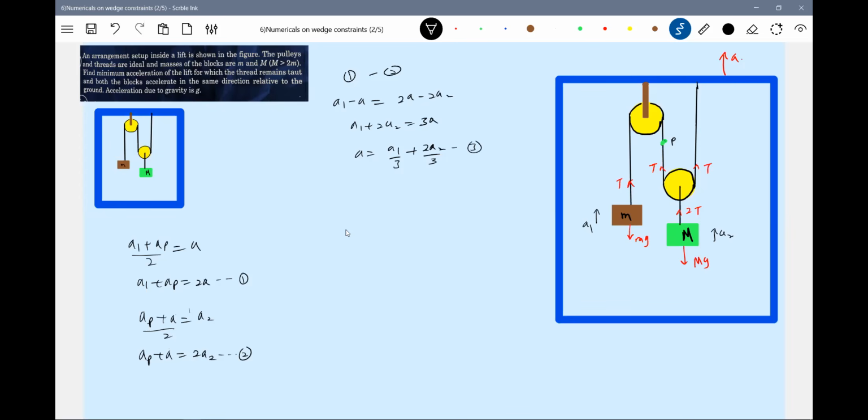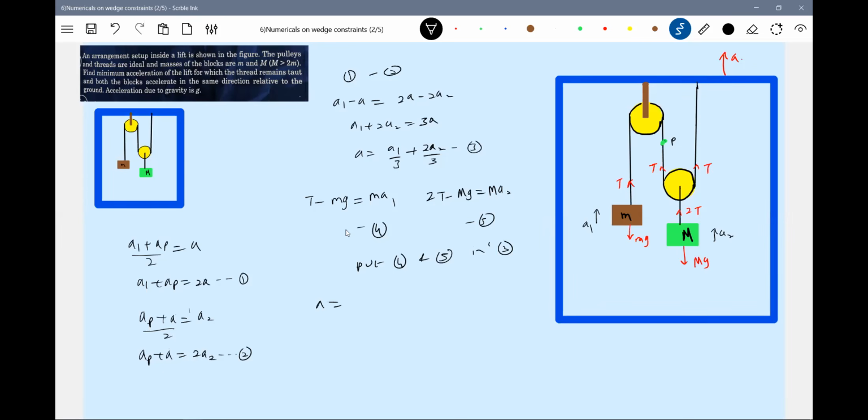Keep it as equation 3. Let's write the equations. T minus small mg equal to small m a1. Then 2T minus capital Mg equal to capital M a2. This A1, A2 we will substitute in that equation. Equations 4 and 5, put 4 and 5 in 3.